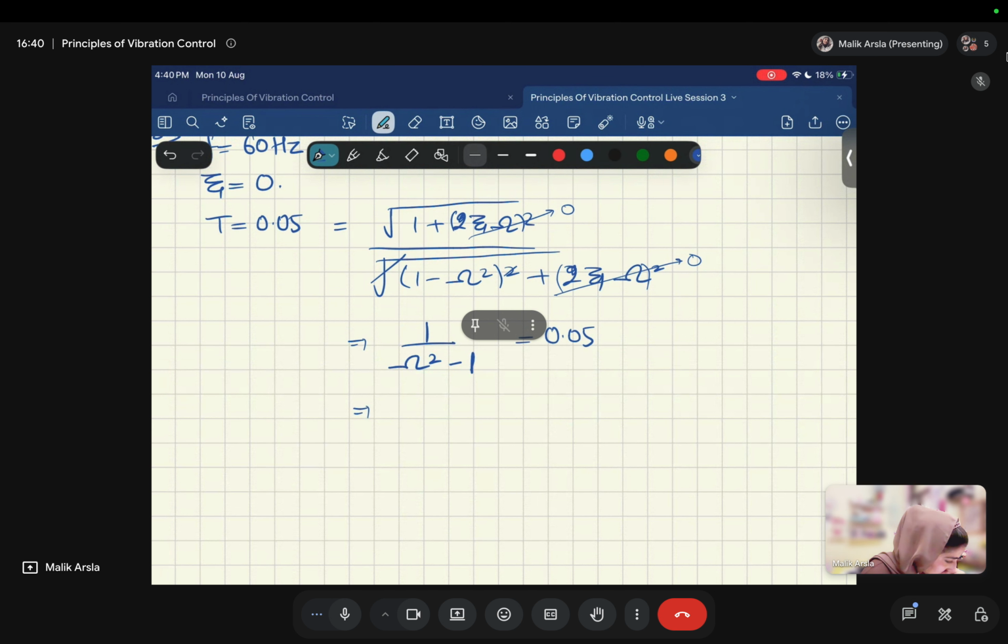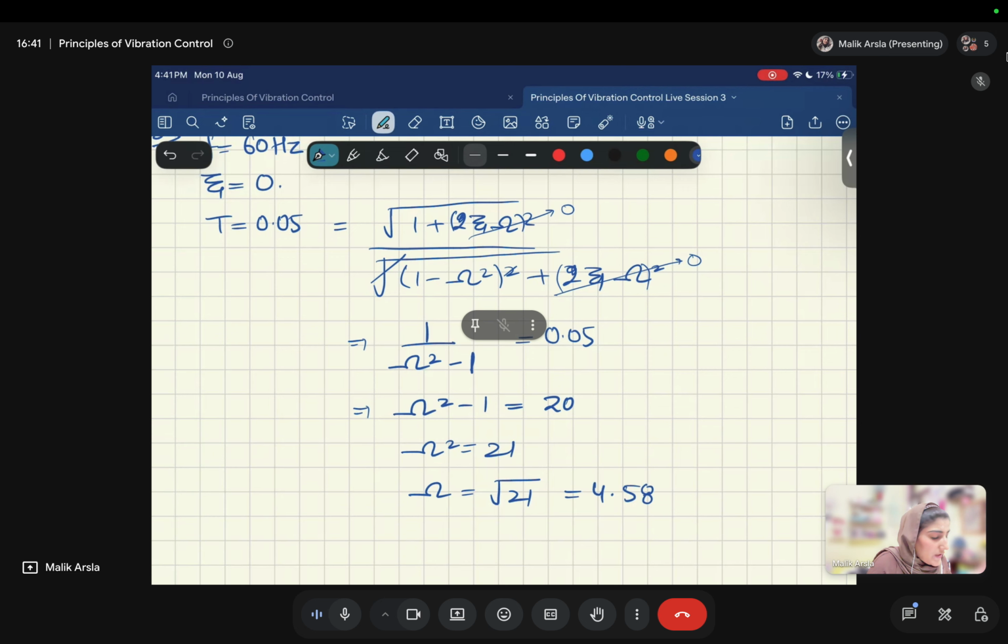So we can take the reciprocal. It means omega square minus 1 is coming out to be 20, reciprocal of 0.05. So omega square is equal to 21. Omega equals root 21, which is equal to, wait a minute, root of 21, it is coming out to be 4.58257. So I can write it as 4.583. Okay, so this is our omega.